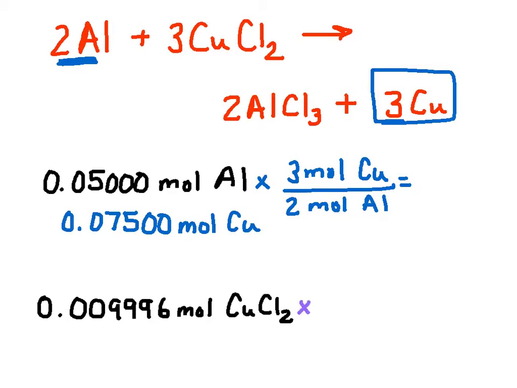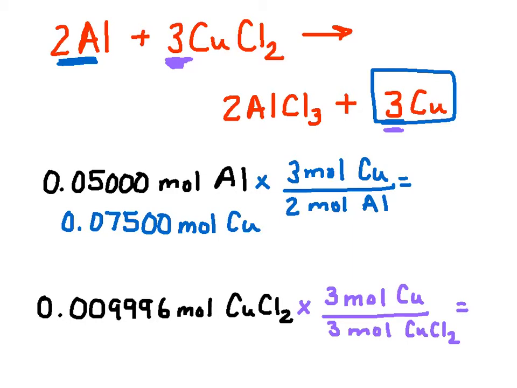For the copper 2 chloride, I guess this in some respects might be a little bit easier. Again, setting up the ratio here, 3 moles of copper produced for every 3 moles of copper 2 chloride that are consumed. And so we get 0.009996 moles of copper. And now we can say that indeed the copper 2 chloride is the limiting reactant.